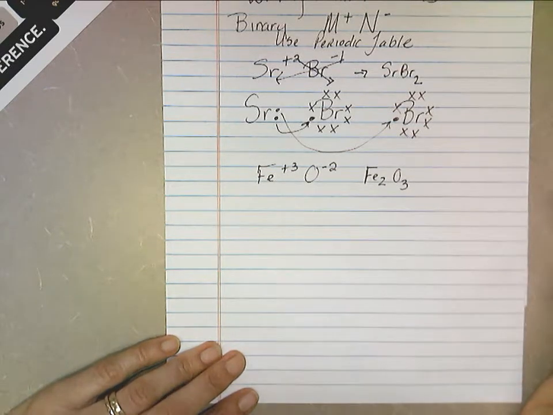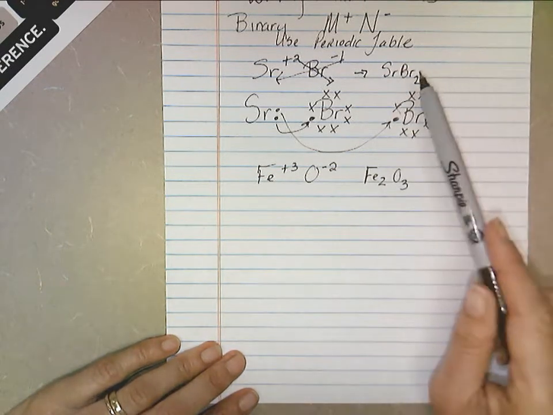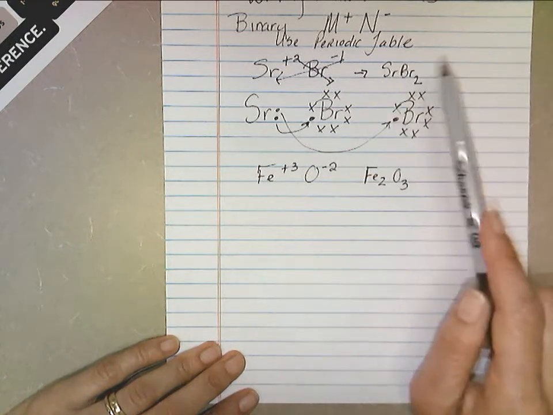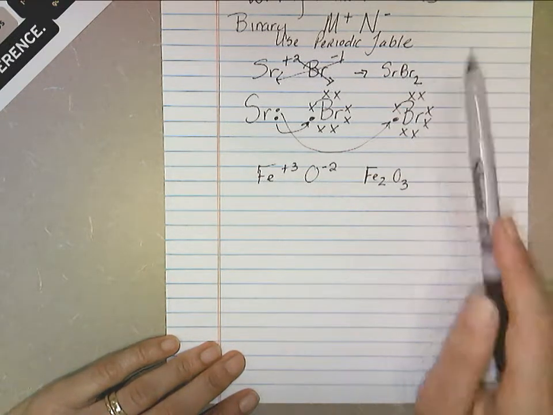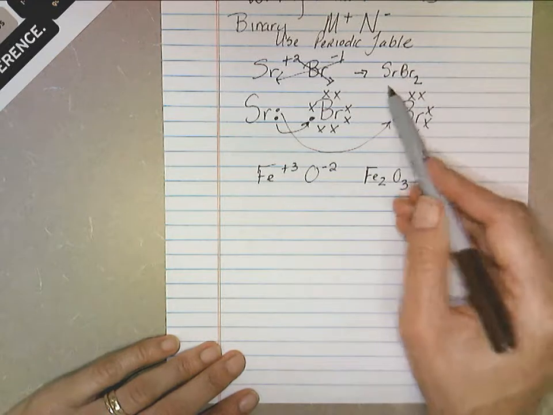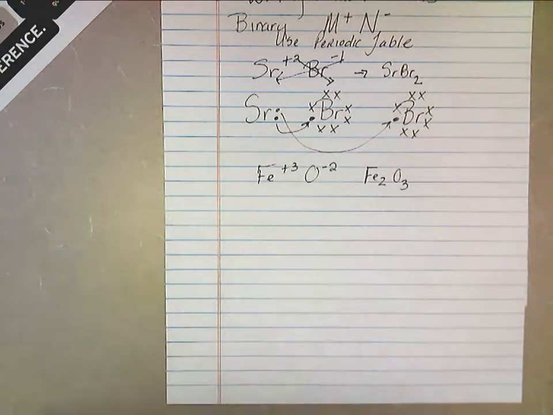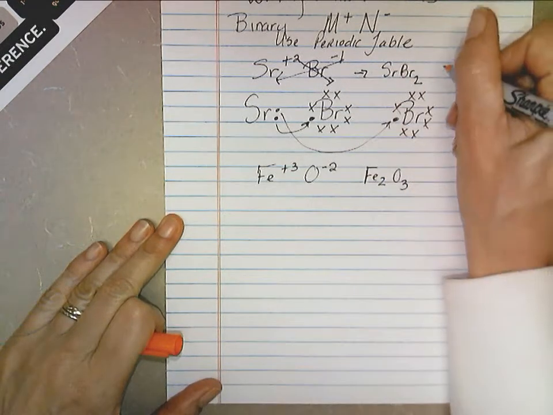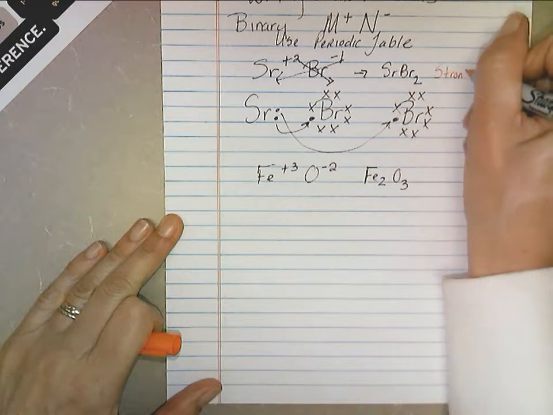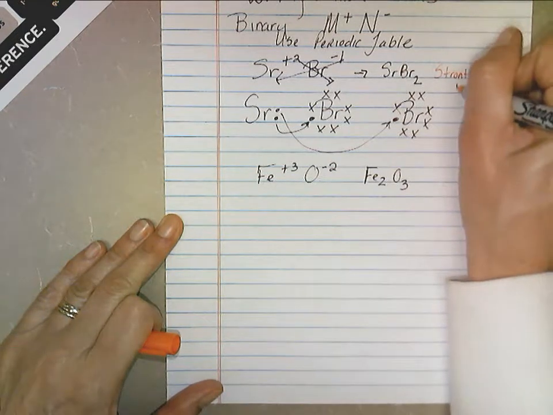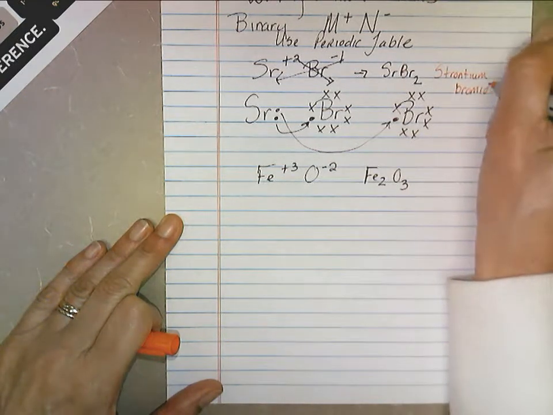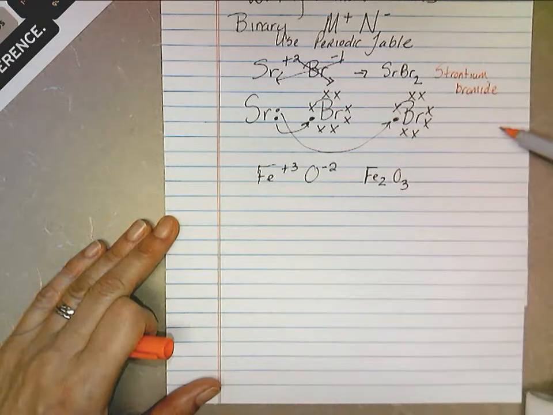Now to name these, it's very simple. A bond is kind of like a marriage. The first name stays the same, but the last name changes. So this is going to be up here. Sorry about that. Changing colors. This is going to be called strontium bromide. Now, these are all lowercase. The bromine changes to an ide.